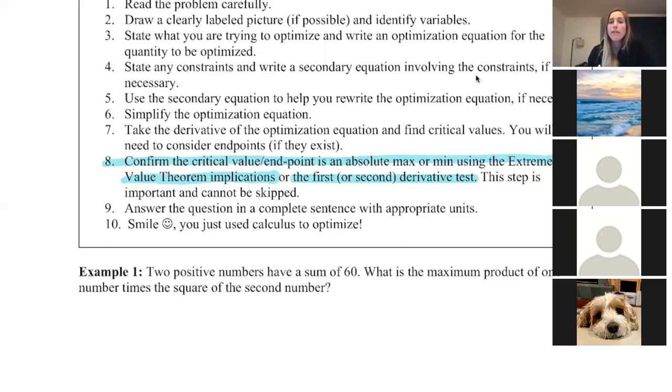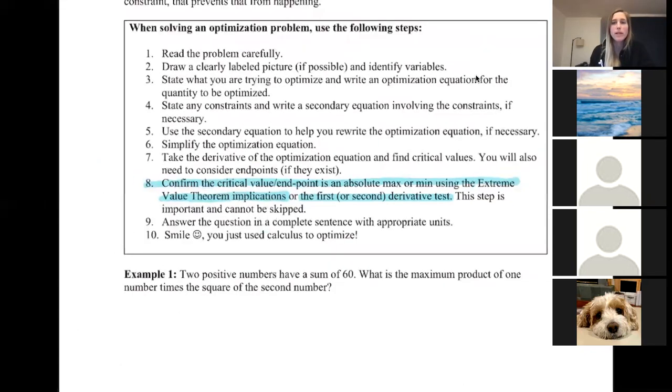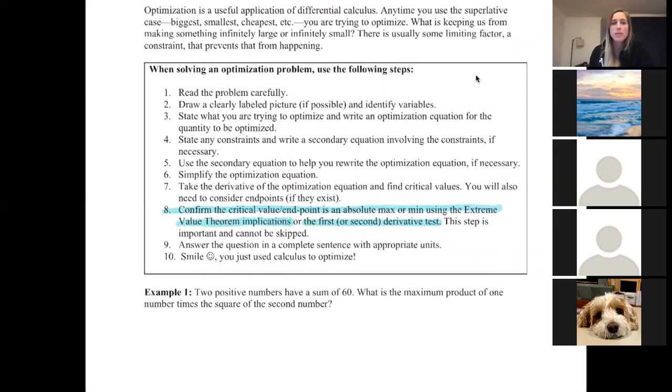Then that's enough justification for me. And then you need to answer the question in a complete sentence with the appropriate units. And last step, smile, because you just used calculus to optimize, and you should feel good when you finish these problems, just like your related rates ones.